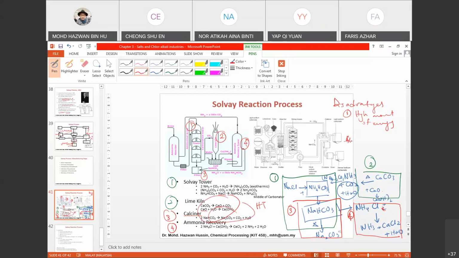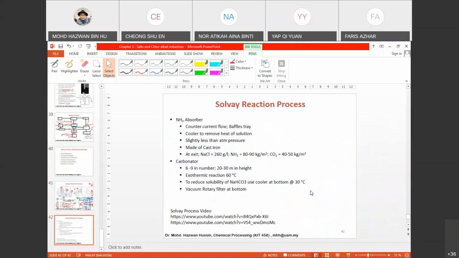Advantages, of course, the byproduct can be used for other purposes. And then the other thing is the raw materials. Raw materials are easily found, for example brine and also ammonia, brine and lime. Right? Any questions so far?